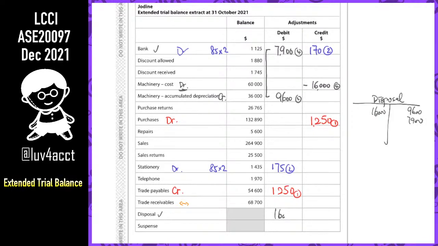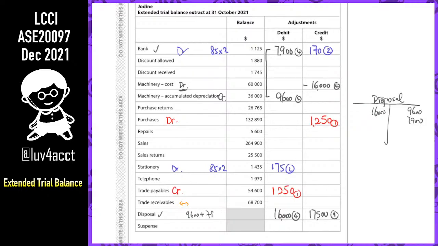So 16,000 here, and then credit side, you won't put two accounts, two items, because it is not an account, it is an adjustment column, so you have to add these two up. 9,600, 7,900, 17,500, like that. And you show the workings.